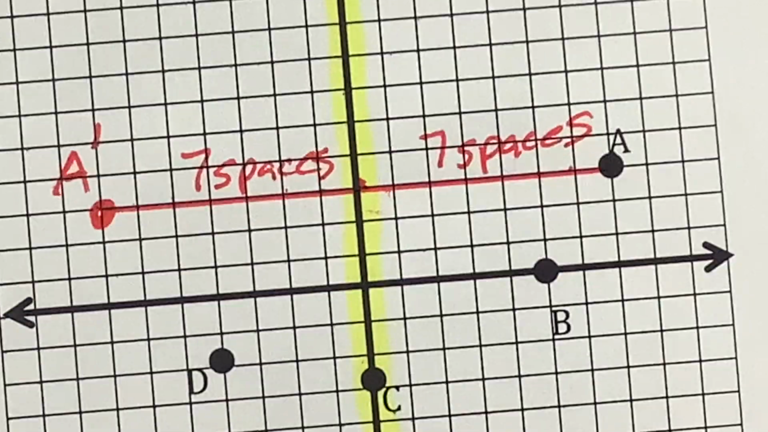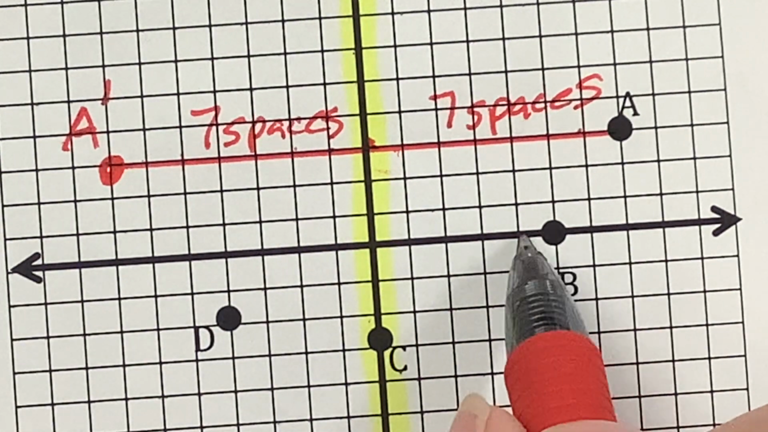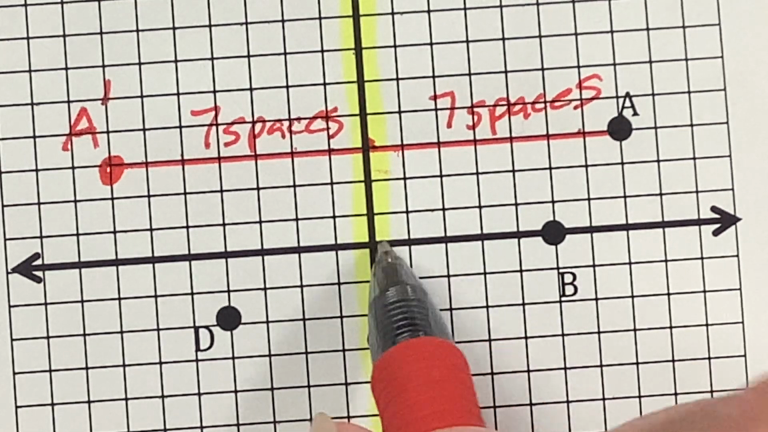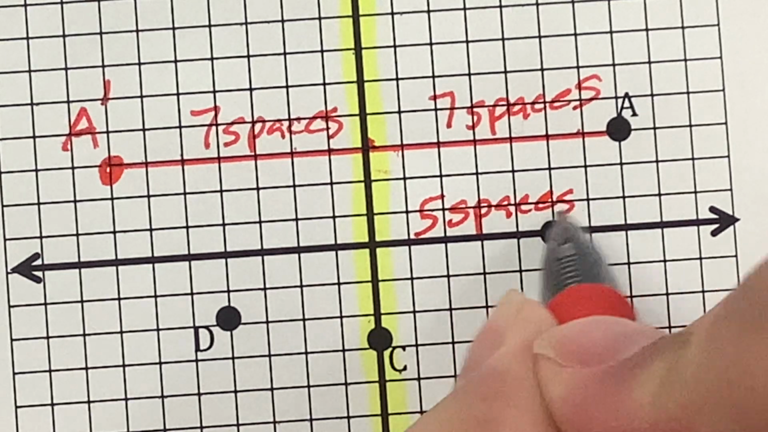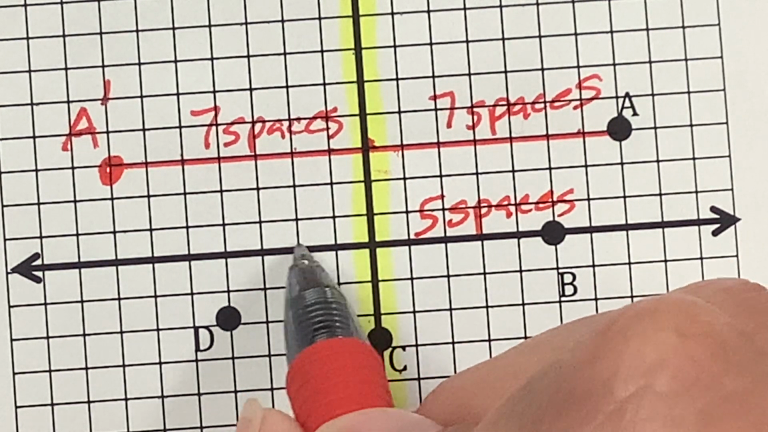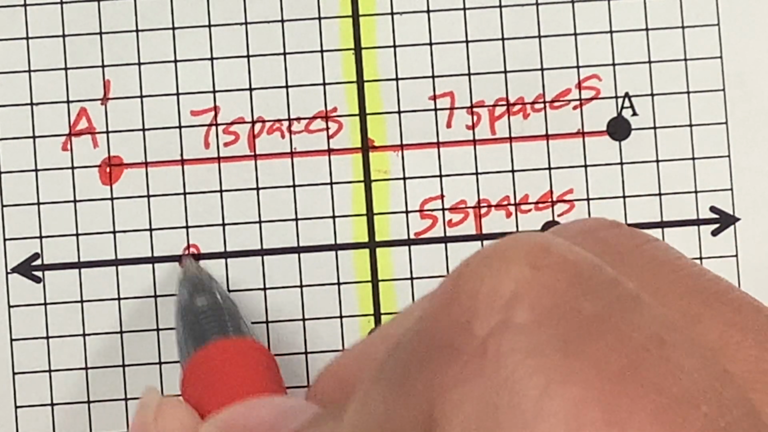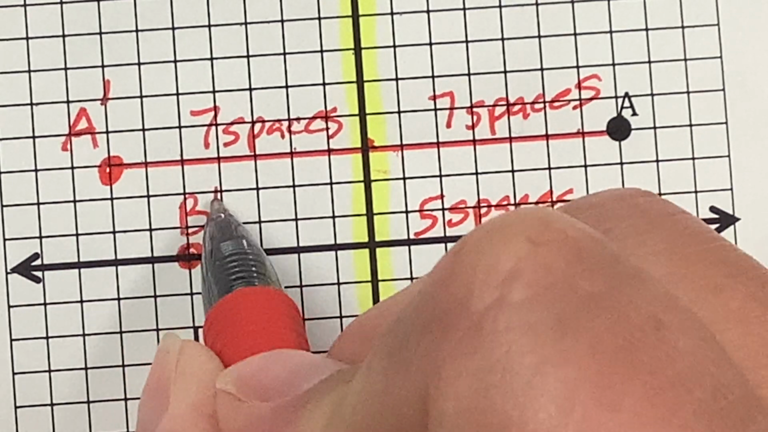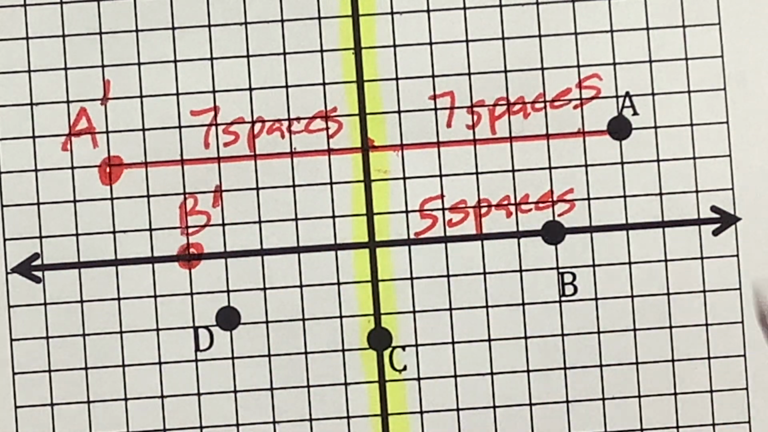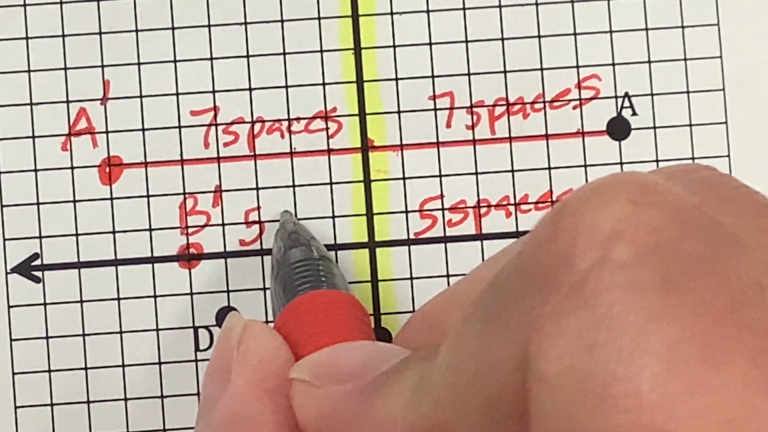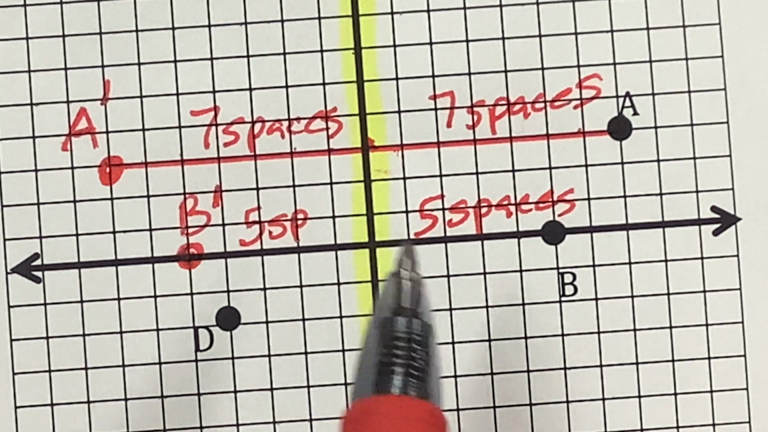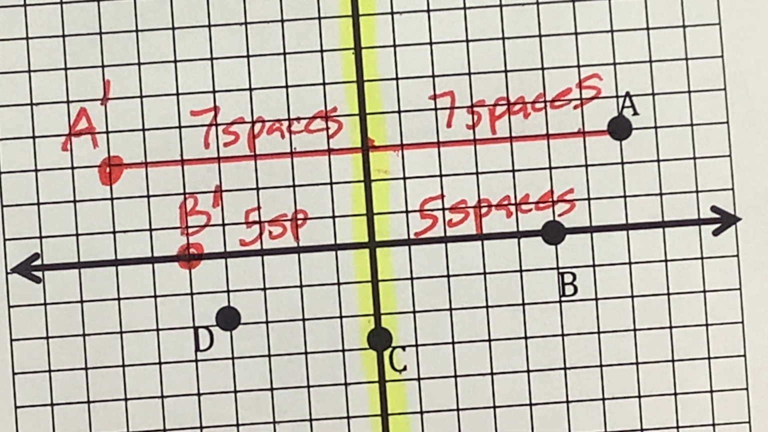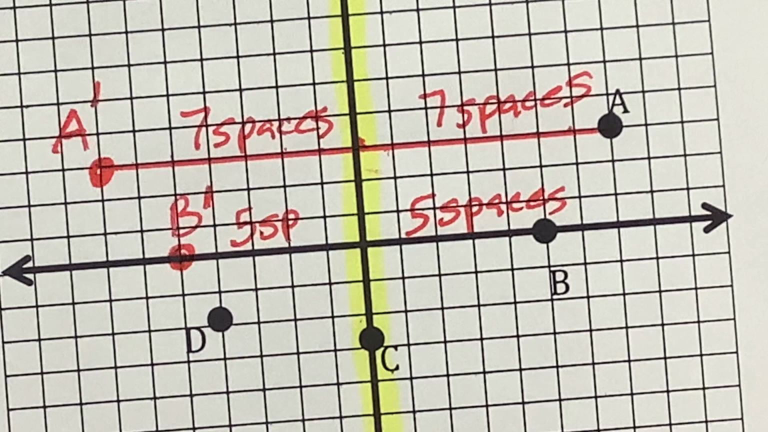Let's try the next one. Let's do B to B prime. Here's B, which is 1, 2, 3, 4, 5 spaces to the line. So 1, 2, 3, 4, 5 spaces to B prime on the other side. And there's already a line there. So it's the same distance to the line of reflection. That's what bisector means. And obviously it's already a perpendicular line because it's part of the axis.